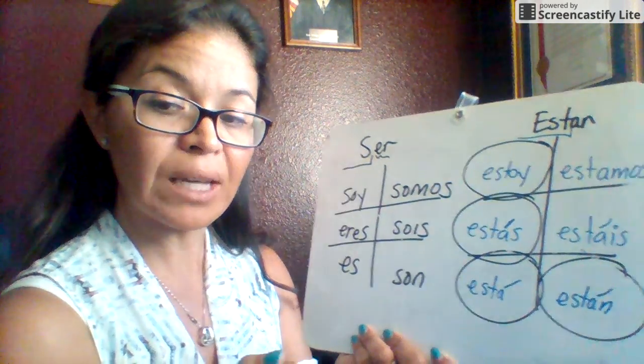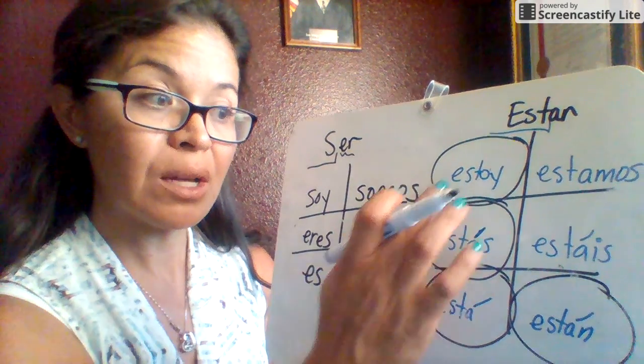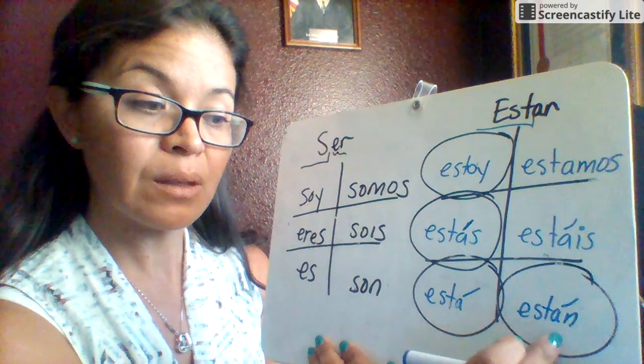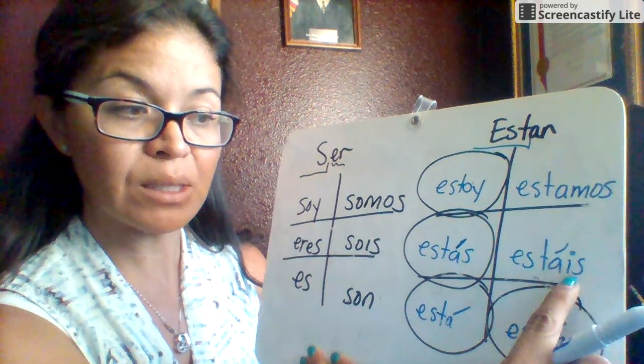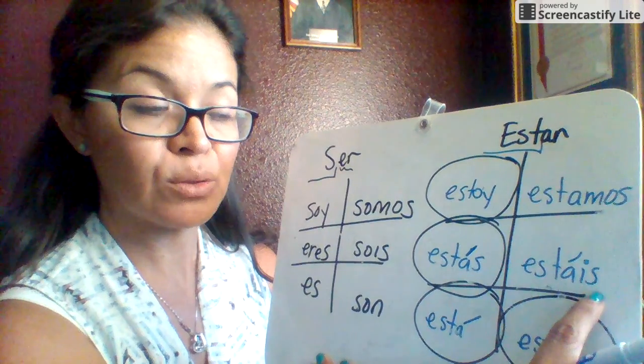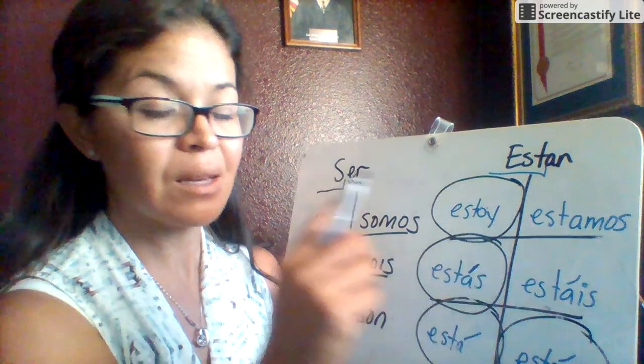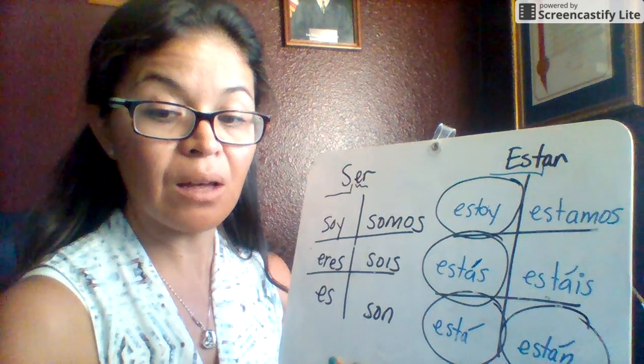So if you needed to look at what makes estar irregular, take a look at these boxes. So 1, 2, 3 extra accents, plus we still have our typical vosotros accent. Estoy has a different spelling. Ser and estar, two very common verbs.